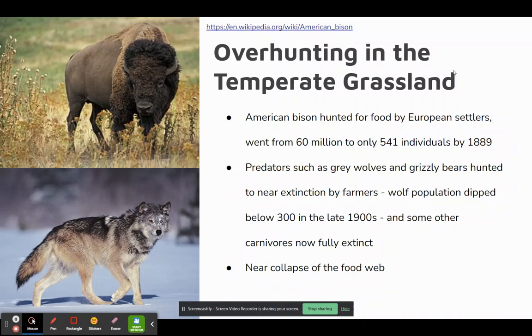Now, this leads to a near collapse of the food web because if you look at the food web, it's a very delicate balance. If the predator is gone, then the herbivore grows too much, then the plant becomes extinct, and then the herbivore has nothing to eat, and the herbivore can become extinct. Or on the other hand, if the bison goes extinct, then the carnivores that rely on it to eat go extinct, and it's a whole issue, which is why animal conservation is so important.